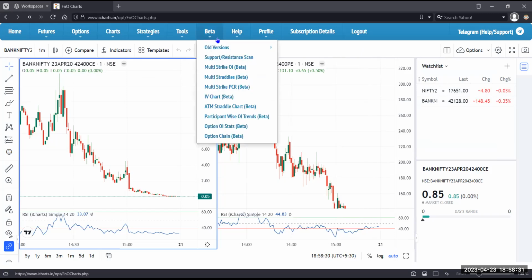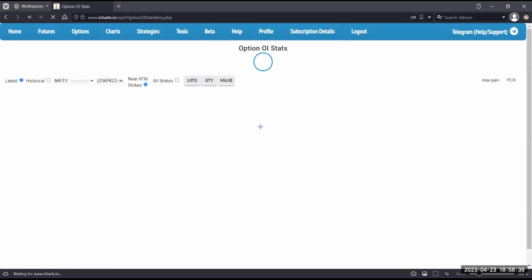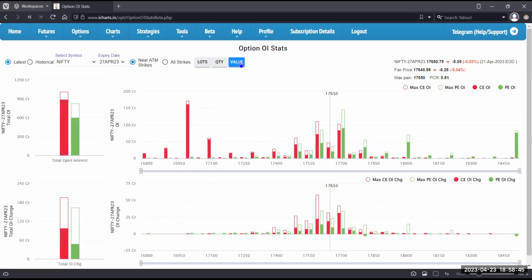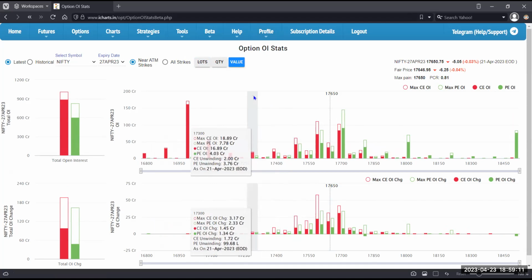Oh, okay, he is asking, sir, in beta OI stats, whatever we have, we are selecting lots, quantity and value. Yeah. So Ankit ji, please do one thing. Ankit, can you please post your link? I posted those links. Okay. In the chat, he has posted the Twitter handle, sir. Yeah. But if you explain something in the chart, that will be very helpful. Sir, it's already time, we have already discussed.